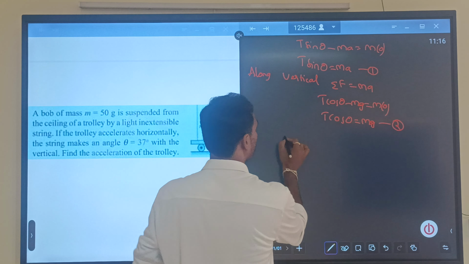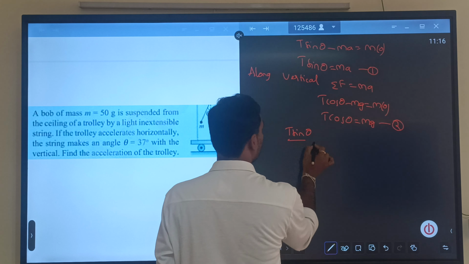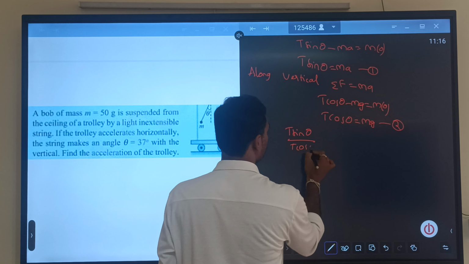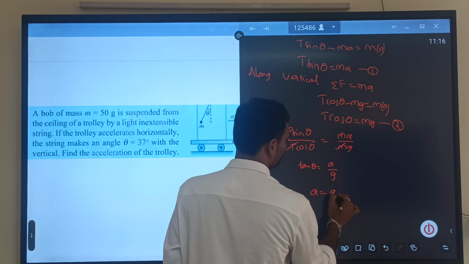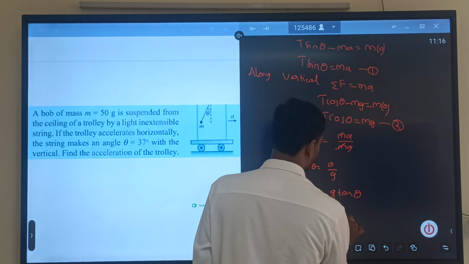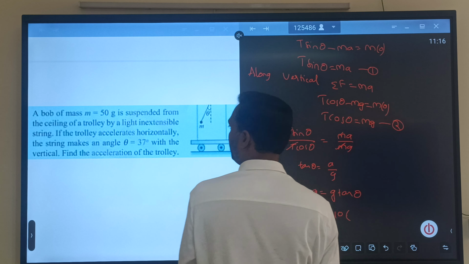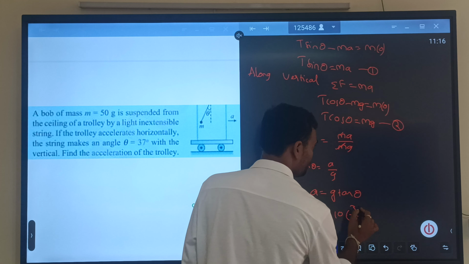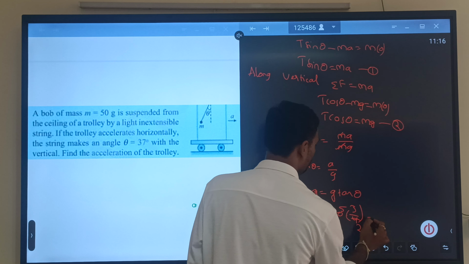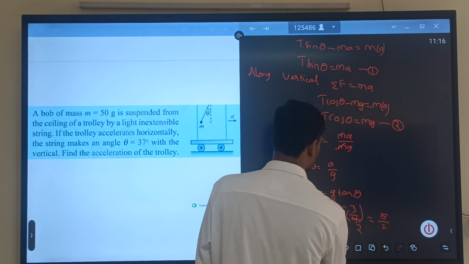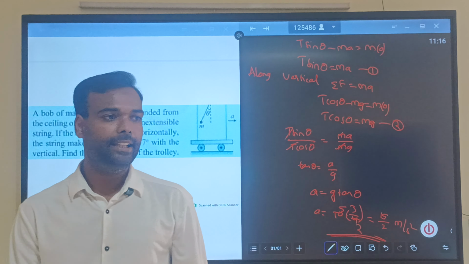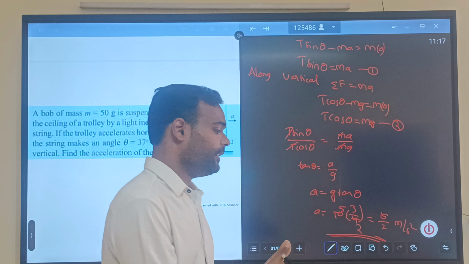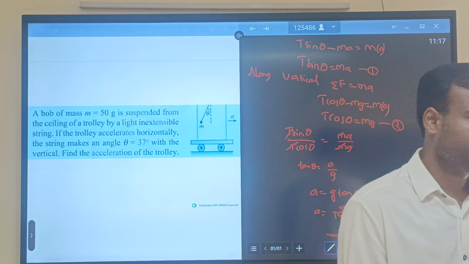Now dividing 1 by 2, T sin theta by T cos theta is equal to ma by mg. Then tan theta is equal to a by g. The acceleration of the system is g tan theta. g means 10, tan 37 means 3 by 4, which is equal to 15 by 2 meter per second square. I hope I am very clear to make you comfortable with the concept and subject, right?